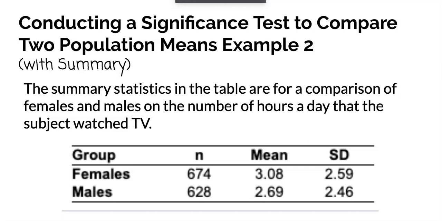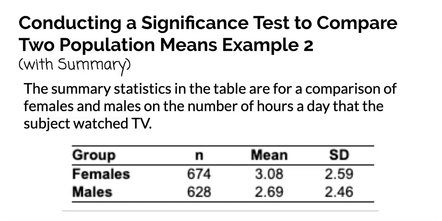Conducting a significance test to compare two population means, example number 2. This time we're given summary statistics again, but I think they gave it to us in a slightly easier way to see. They organized the summary statistics in a table for us, for comparison of females and males on the number of hours a day the subject watched TV. Is there a good reason for us to believe females or males, one of them, watch more TV?